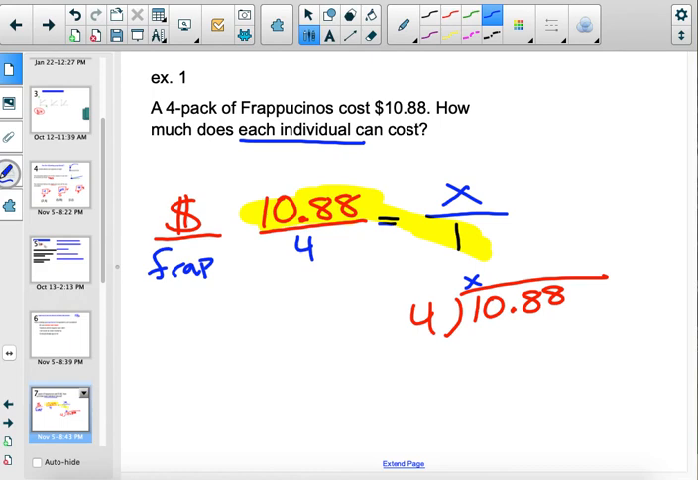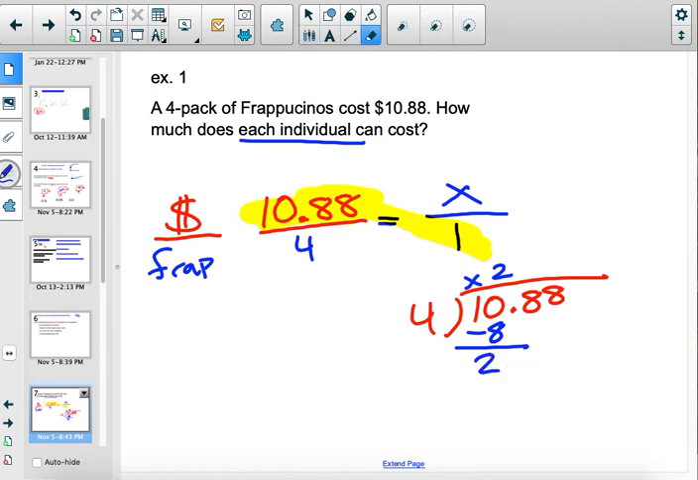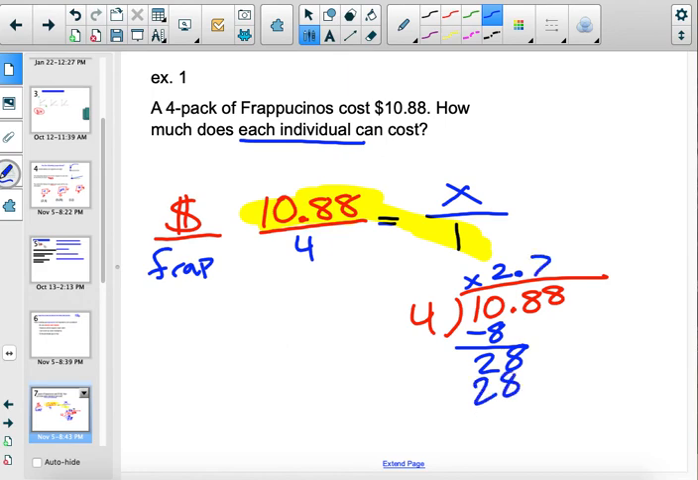Four goes into 10 2 times, makes 8. Don't forget the decimal like I did. 4 goes into 28 7 times. And 4 goes into 8 2.